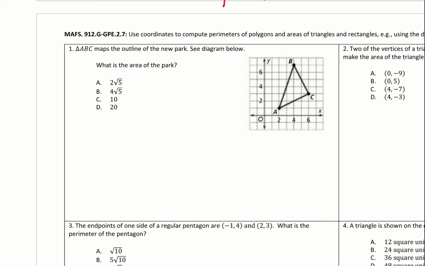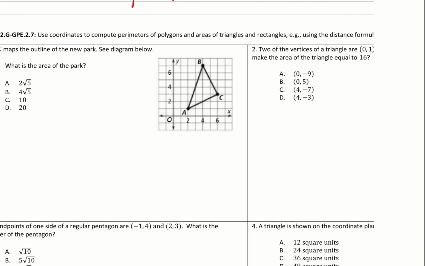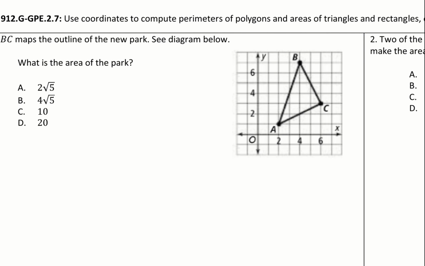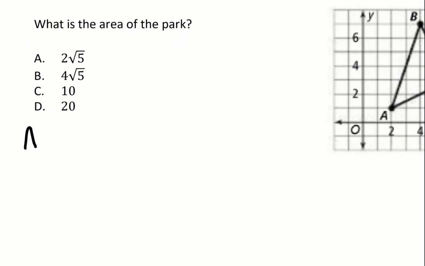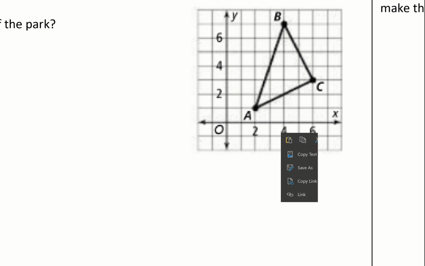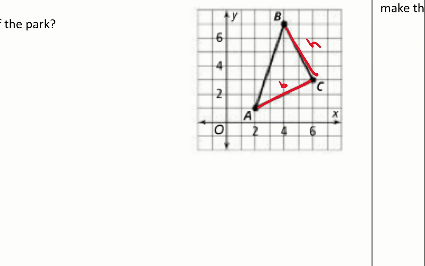All right, so let's go to the next standard. Use coordinates to compute perimeters of polygons and areas of triangles and rectangles using the distance formula. This problem is actually way more involved. Some of these problems can be pretty involved because you're trying to use the distance formula and all of that. Remember that the area of a triangle is 1/2 base times height. We want to figure out the area of this triangle, so we're going to need the base and the height. Let's call this base. Let's call this height. So the base is going to be AC.